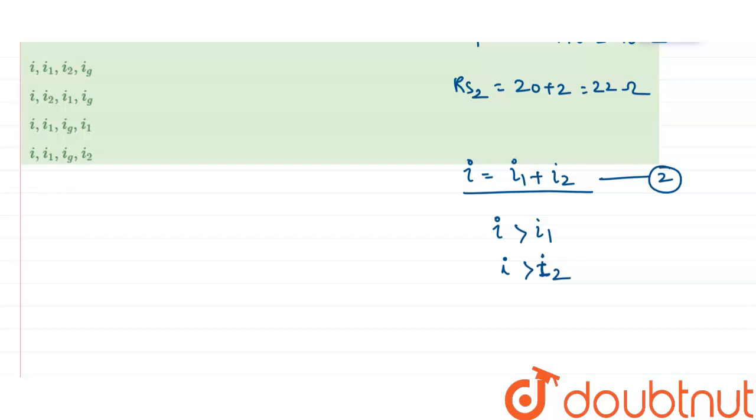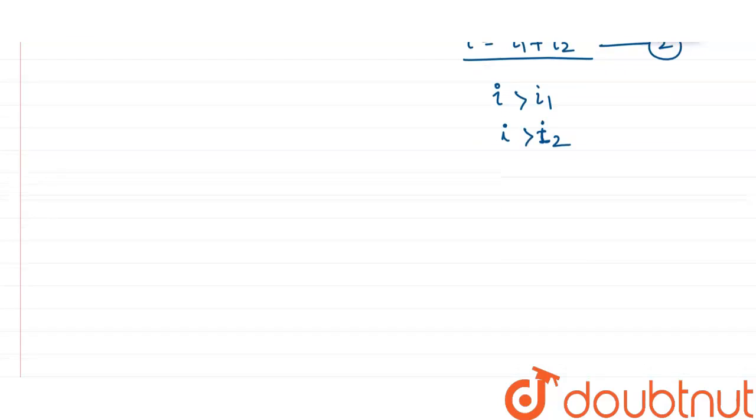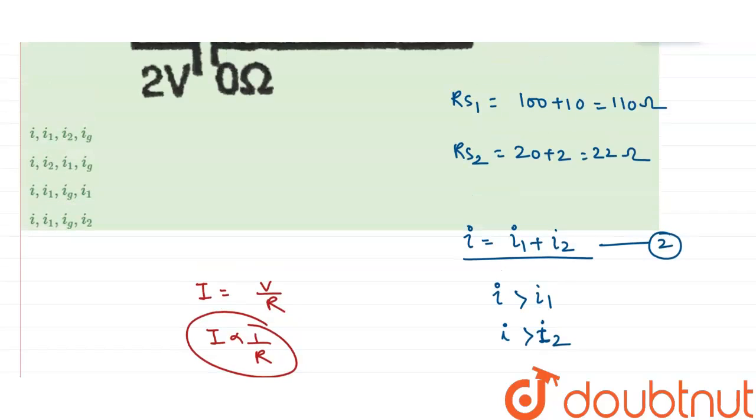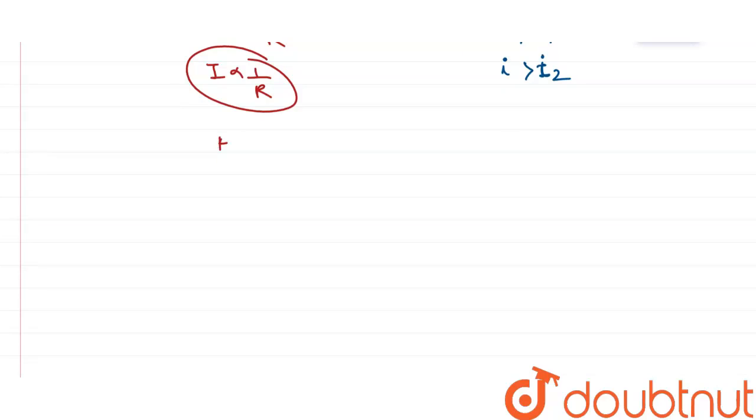Now we know that current is given by V upon R, voltage upon resistance. The relation of voltage, resistance and current is from Ohm's law, I equals V upon R. That means current is inversely proportional to the resistance. That means the division of current is inversely proportional to R. Now as you can see, the value of RS1 is greater than RS2. RS1 is 110 ohm and RS2 is 22 ohm. Now since current is inversely proportional, the current in RS1, that is I1, is less than the current I2. This is my relation third.